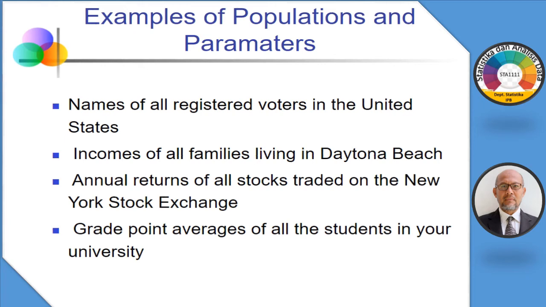For example, incomes of all families living in Daytona Beach, annual returns of all stocks traded on the New York Stock Exchange, grade point average of all students in your university, for example, average of the midterm tests of all students in IBB University, for example. So this is a parameter, the characteristic of the population. Okay.